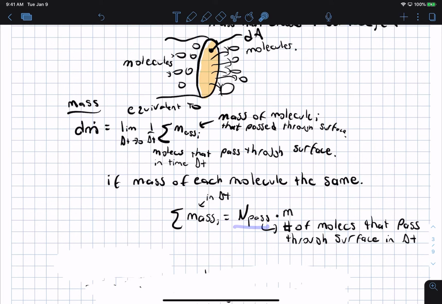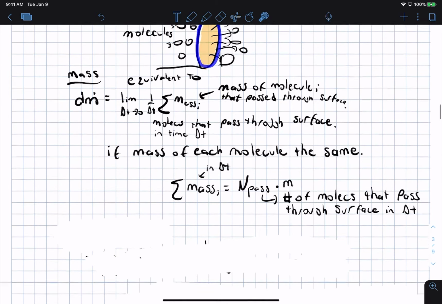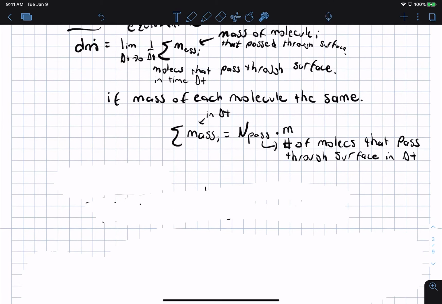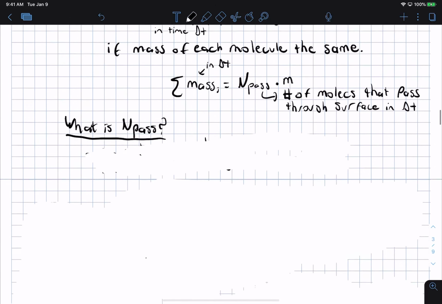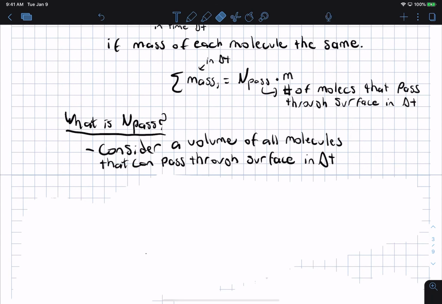But the question is, how do we find the number of molecules that have passed through the surface in time delta t? Again, we could go through and count every molecule. Well, that's not really practical. So what is n pass? Well, first let's consider a small volume of all the potential molecules that can pass through the surface in time delta t. Okay.